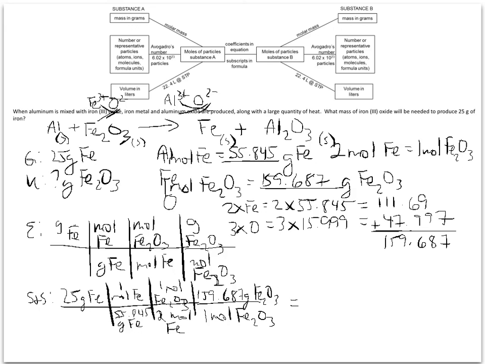Alright, so if we look at what we actually have to do here, we have 25, we're going to divide that by 55.845, divide that by 2, and then multiply by 159.687. If you don't like doing that, if that doesn't make sense to you, you can always multiply straight across the top and get a number, and then multiply straight across the bottom, get a number, and divide those two. But that's 3 different steps. I prefer to just do it in one, where anything that's on bottom I divide, like those two there, anything on top I multiply.